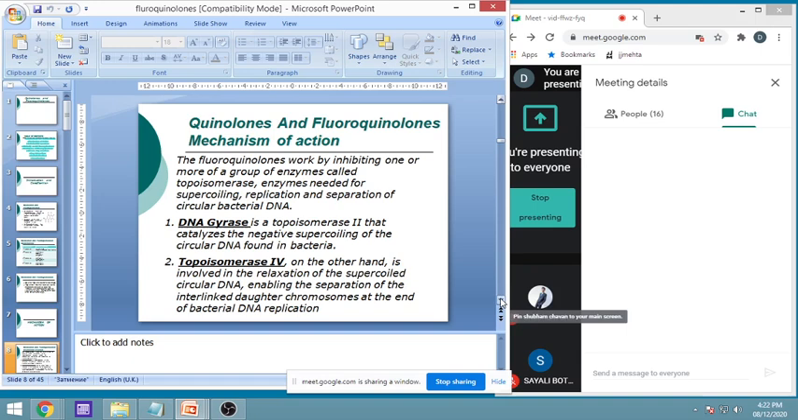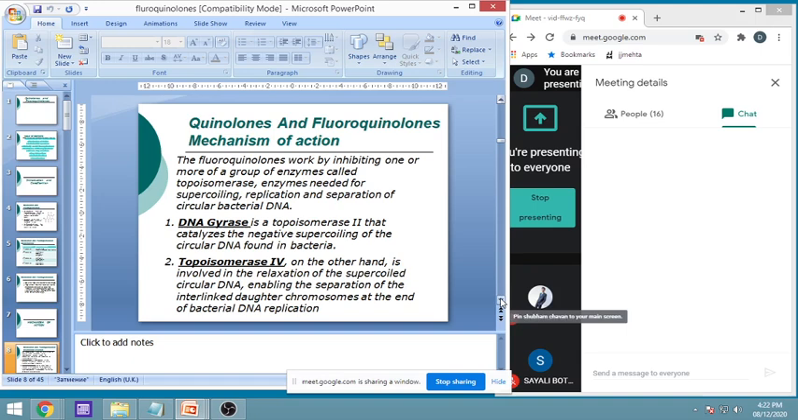We have seen that very long DNA is compressed in a very small cell, even in the nucleus of the small cell of a microorganism or human cell. This is how these things are done. So DNA gyrase is a topoisomerase 2 enzyme that catalyzes the negative supercoiling of the circular DNA found in bacteria. If this is inhibited, the negative supercoiling cannot be done, and this will not allow the proper arrangement or compression of DNA again.